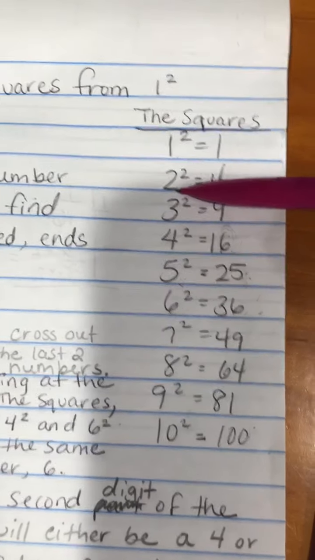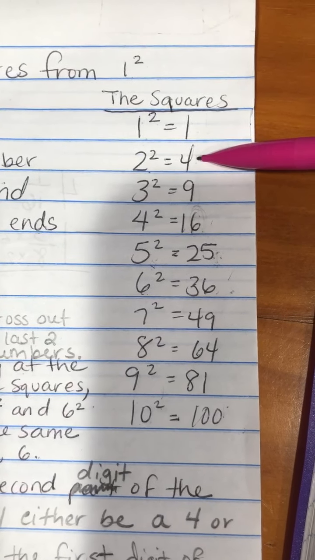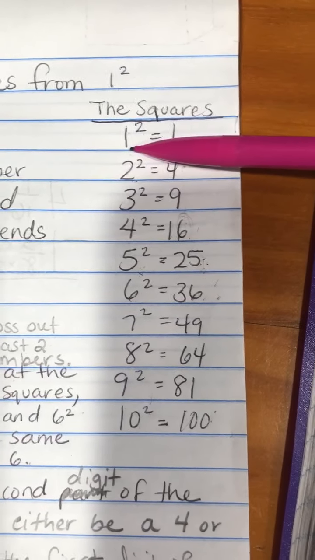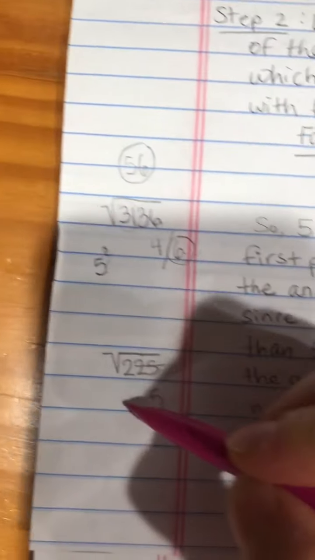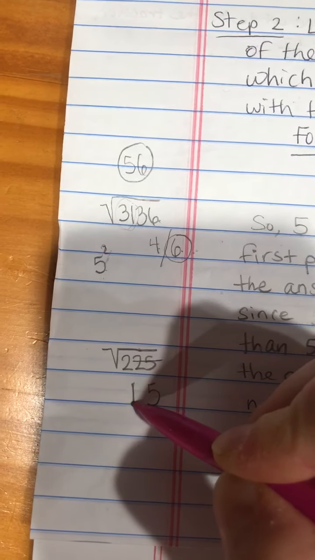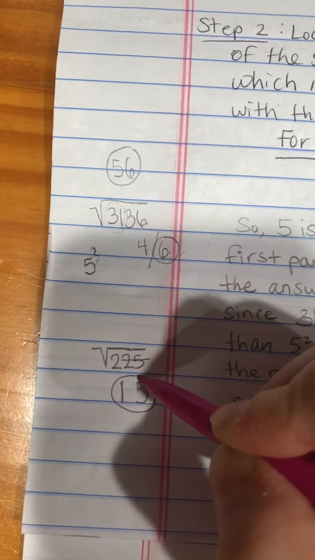I can't go more than 1 because 2 squared is 4. That's more than 2, so I can't use it. We're going to go with 1. So the first digit in this answer is 1, and the second is 5. That makes our answer 15.